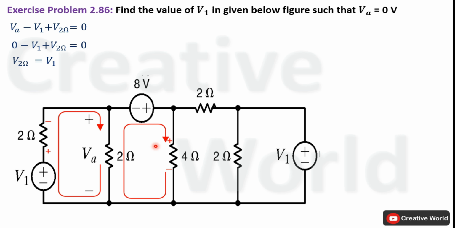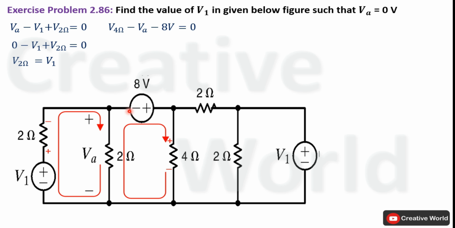Write the KVL equation for this closed loop. Start from the voltage across the 4 ohm resistance, which will be labeled as V4ohm. This voltage will be taken with positive sign because current is entering from the positive terminal. Next is voltage VA, current is entering from the negative terminal, so VA will be taken with minus sign.